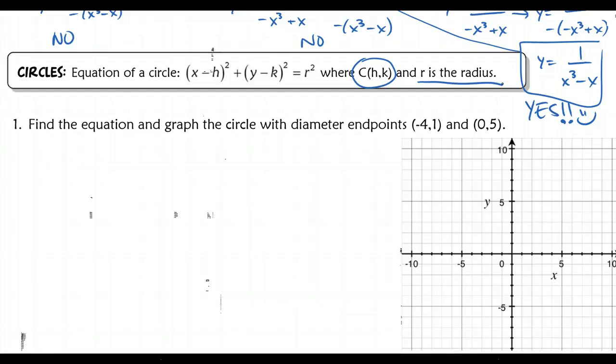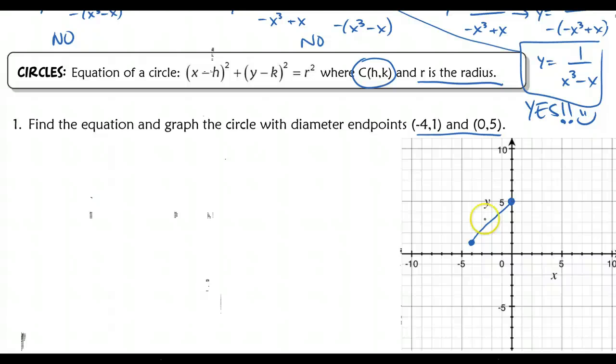The very first question on here is actually more difficult than the second question. We're supposed to find the equation and graph a circle with endpoints of a diameter at (-4, 1) and (0, 5). Let's just sketch this out. I do have a graph provided, but even if you didn't, you could just do a rough sketch. If these are the endpoints of a diameter, that means that the center is the midpoint of those 2 points. We can also figure out the radius by finding the distance between those 2 points and cutting it in half.